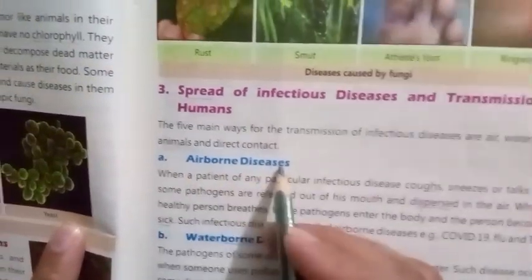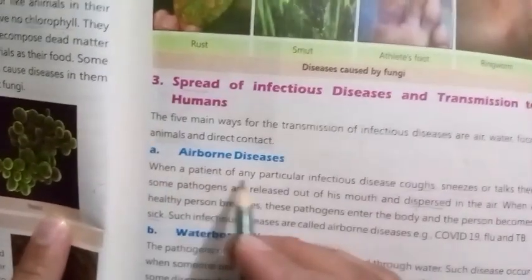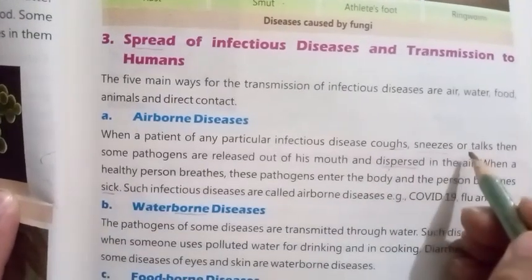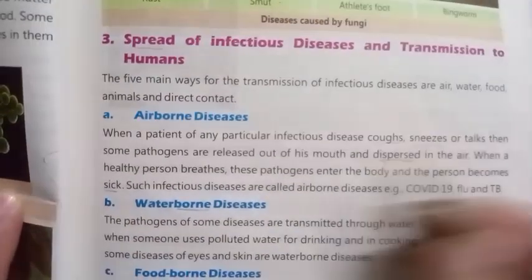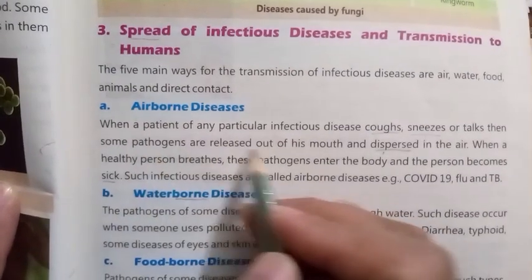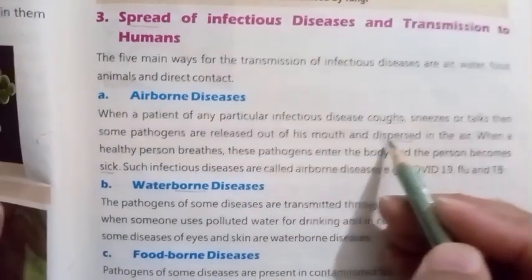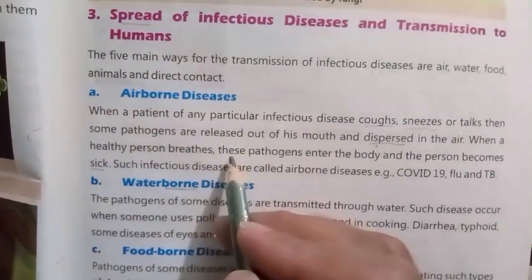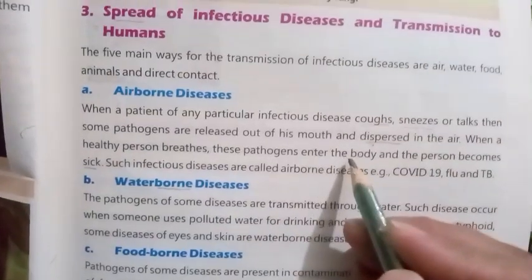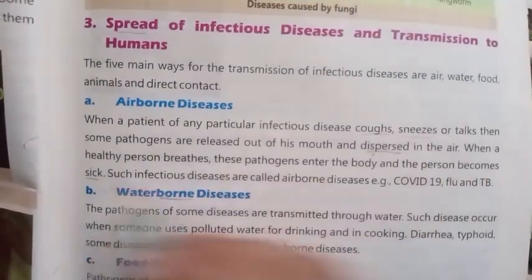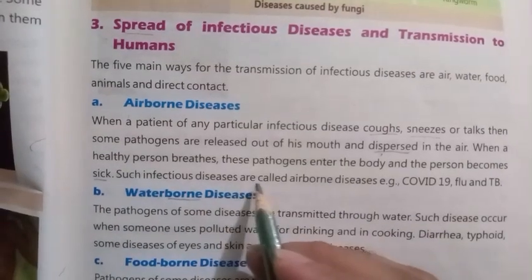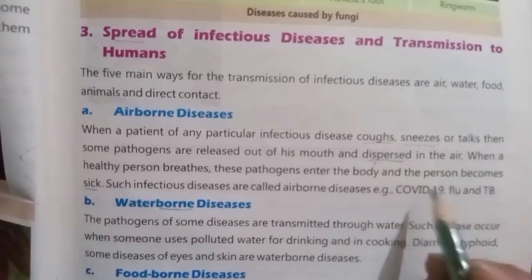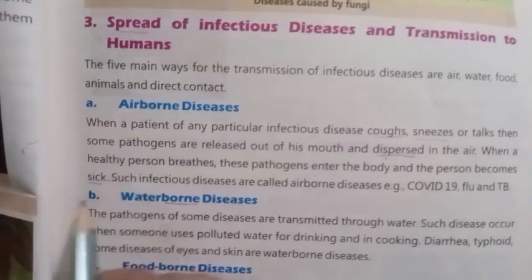Type A. Airborne diseases. When a patient of any particular infectious disease coughs, sneezes, or talks, then some pathogens are released out of his mouth and dispersed in the air. When a healthy person breathes, these pathogens enter the body and the person becomes sick. Such infectious diseases are called airborne diseases. For example, COVID-19, flu, and TB.